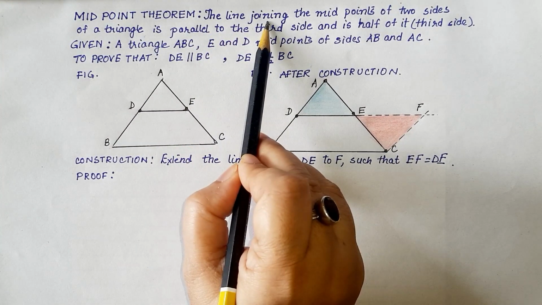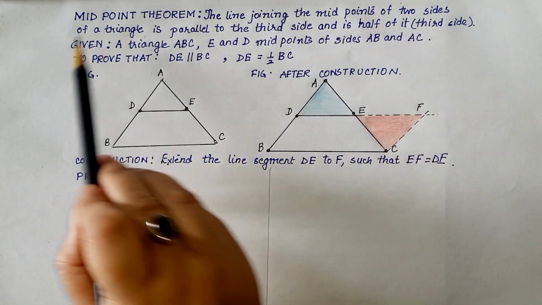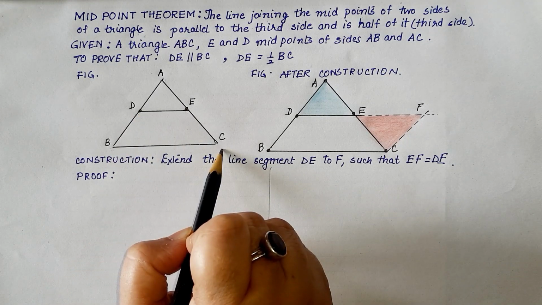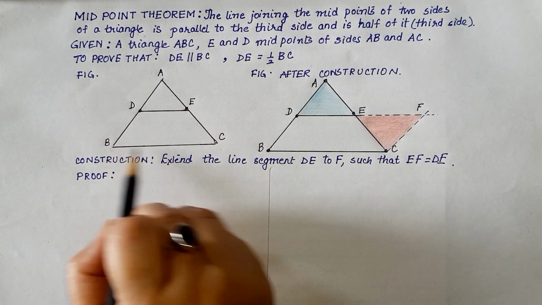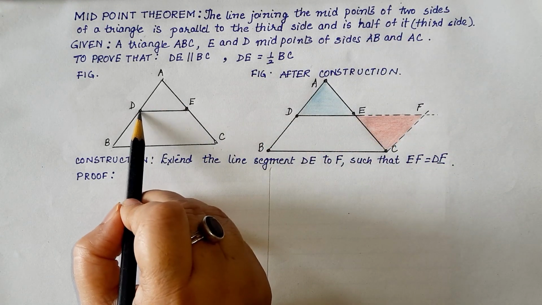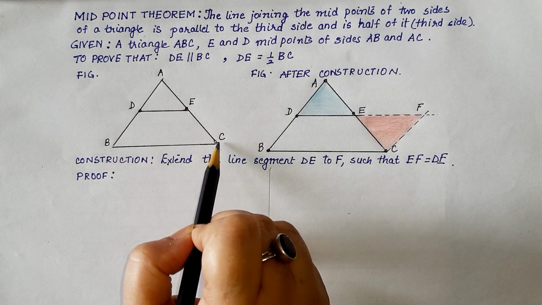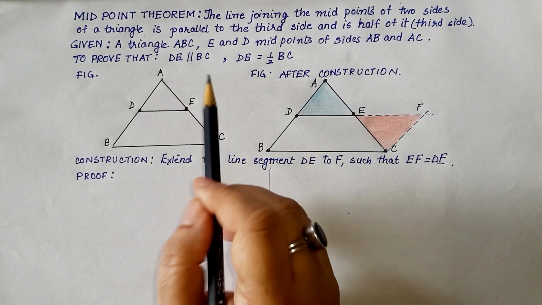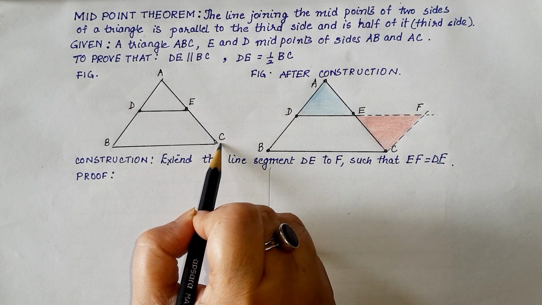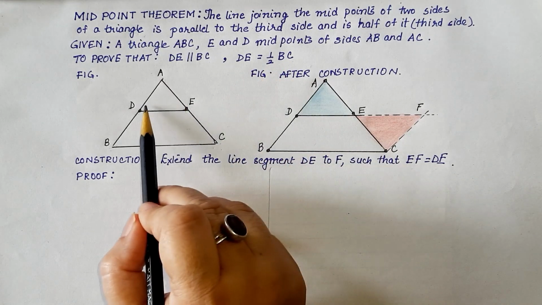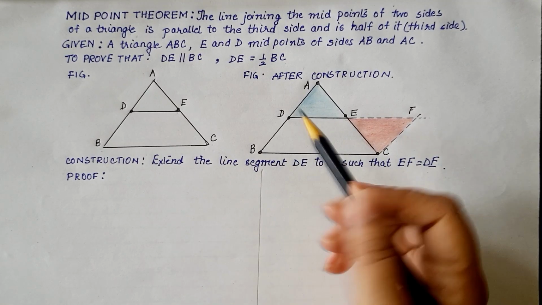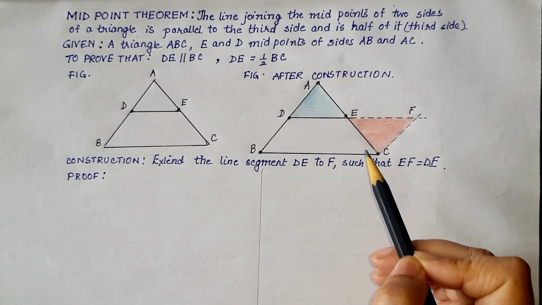The line joining the midpoints of two sides of a triangle is parallel to the third side. That means DE is parallel to BC and is half of it. That means DE is half of BC. This is the theorem. So therefore we will be proving that DE is parallel to BC and DE is half of BC. So for proving, we will have to do a construction.